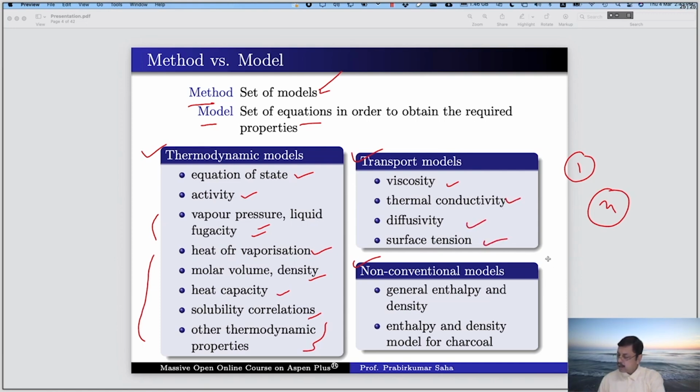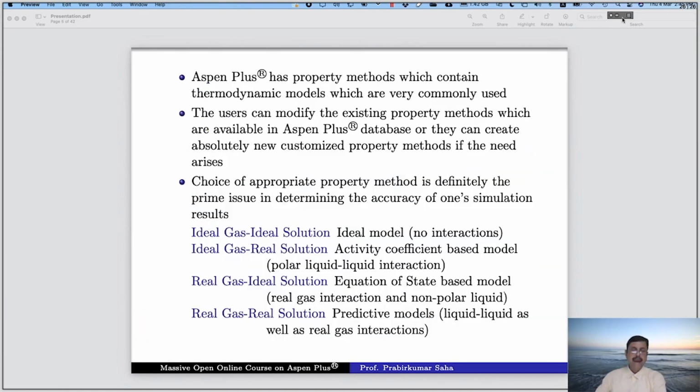And there are certain non-conventional models which will calculate general enthalpy and density, or say enthalpy and density model for charcoal. These are special models that we have. Aspen Plus has property methods which contain these thermodynamic models which are very commonly used. Okay? And users can modify the existing property methods which are available in the Aspen Plus database, or they can create absolutely new customized property methods if the need arises. We will discuss them after a few slides.